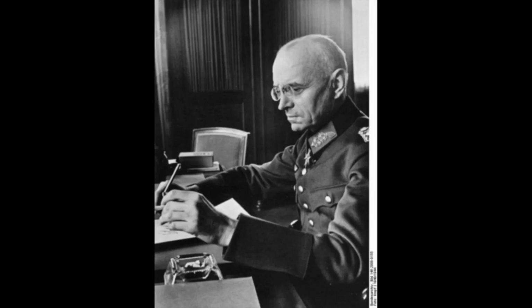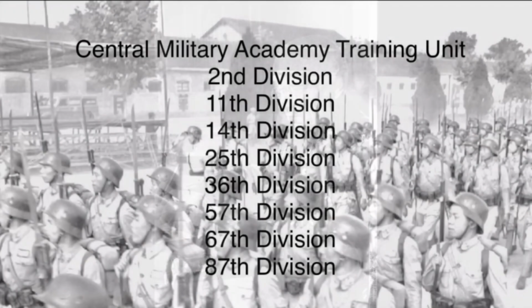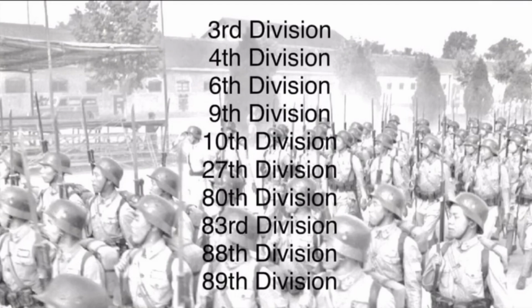The first group of units were chosen by mid-1935 and consisted of the Central Military Academy Training Unit, the 2nd, 11th, 14th, 25th, 36th, 57th, 67th, and 87th Divisions. By late 1935, the second group was chosen, which consisted of the 3rd, 4th, 6th, 9th, 10th, 27th, 80th, 83rd, 88th, and 89th Divisions.